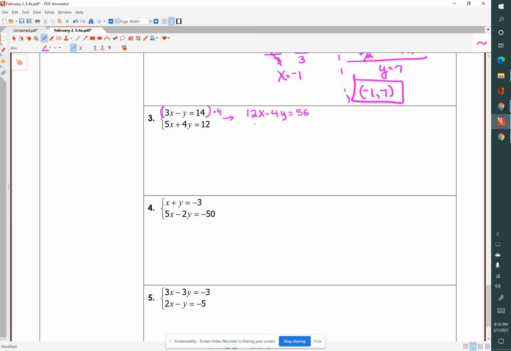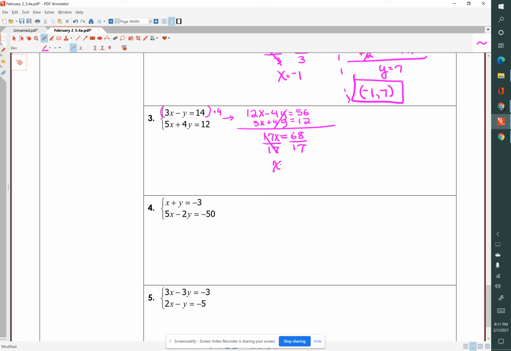The second equation, we will just rewrite that. 5x plus 4y equals 12. Now, we don't have to subtract. We can just add them together, which is basically just combining them. 12 plus 5 is 17. The y's are eliminated. And put my x. 17x equals 56 plus 12, which is 68. Divide both sides by 17.